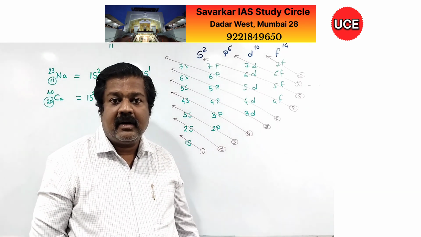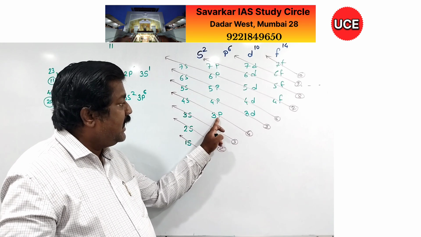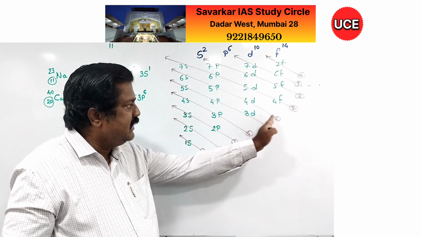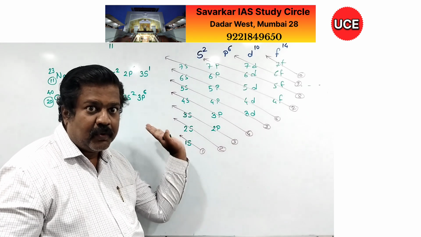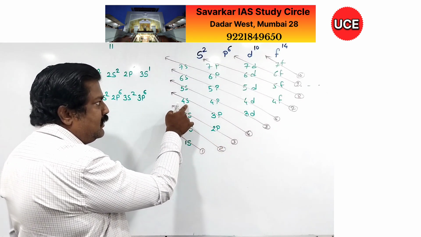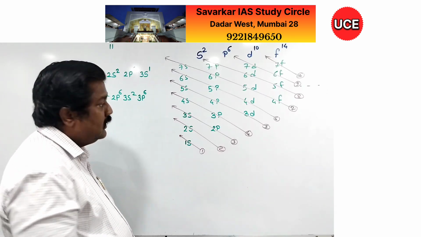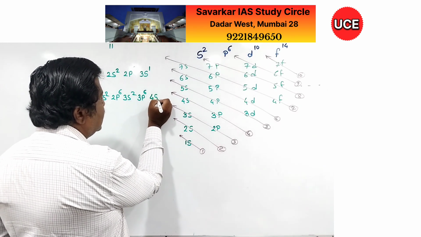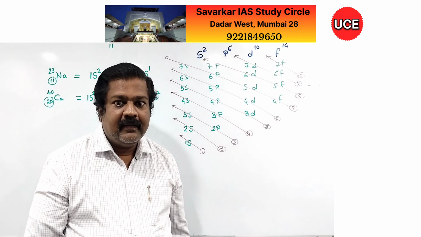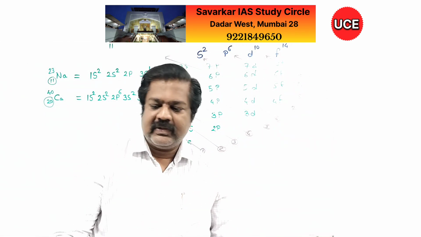Many students commit a mistake in general. After 3p they write 3d. This is not the way we have to go. That's why I have produced the track here. After 3p, go to this line, you will get 4s. And therefore it is 4s, and we have 2 electrons, so I am filling them in. Now, is it according to the previous configuration?